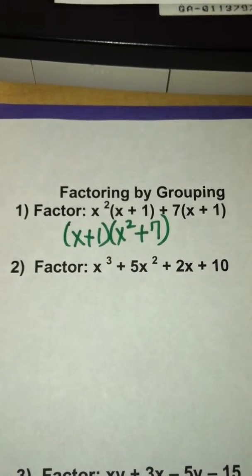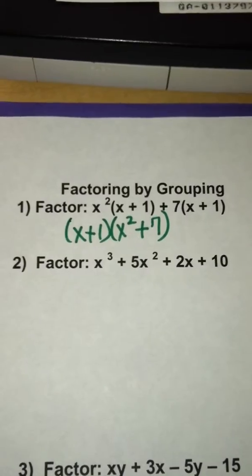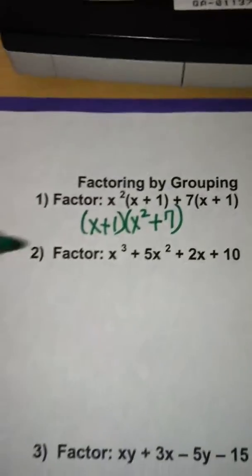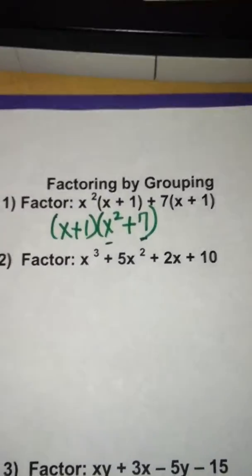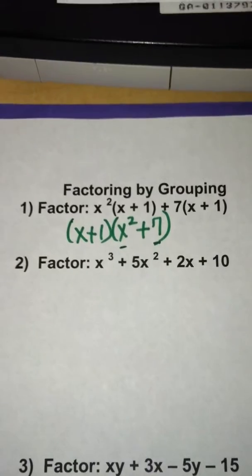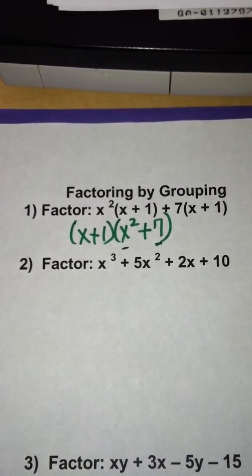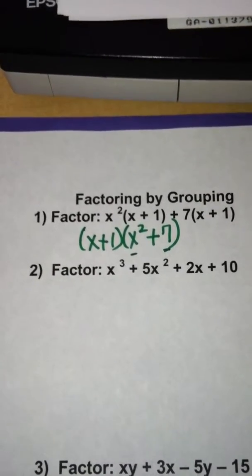Right, so when they have the same expression, you can bring that out, or the x plus 1 in this case, and then what goes in the other set of parentheses? The terms that are on the outside of each x plus 1. So number 1, the correct answer would be x plus 1 times x squared plus 7.